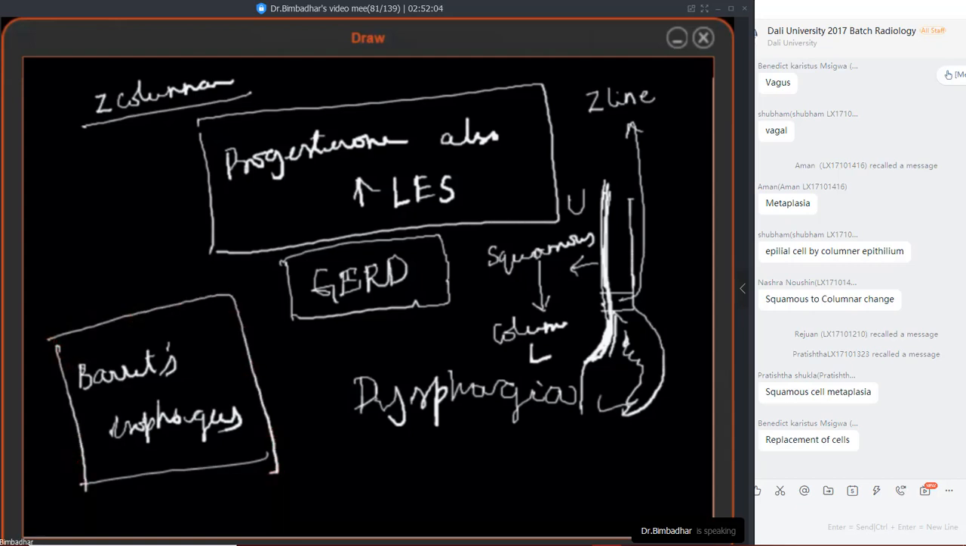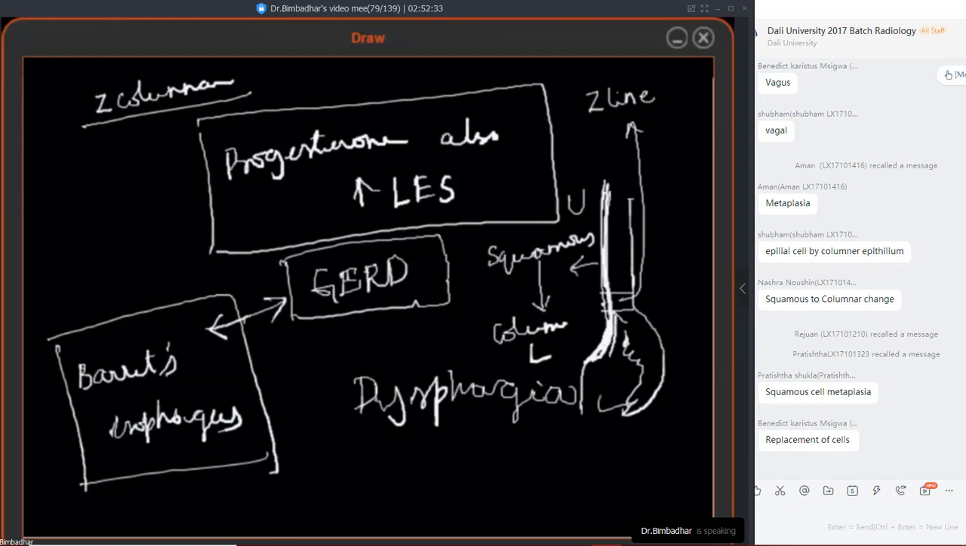So, what is the risk of Barrett's esophagus? GERD itself. The patient initially presents with GERD, and then eventually develops Barrett's esophagus. Now, let me ask you one question. If you understand this concept, the next diagnosis of radiology is quite easy. Now, let me tell you one thing. GERD is a risk factor that is related to Barrett's esophagus.